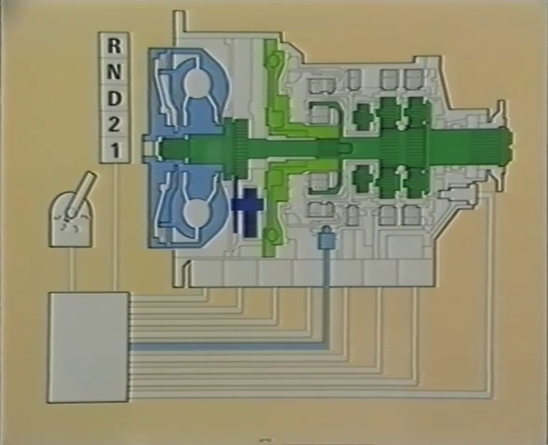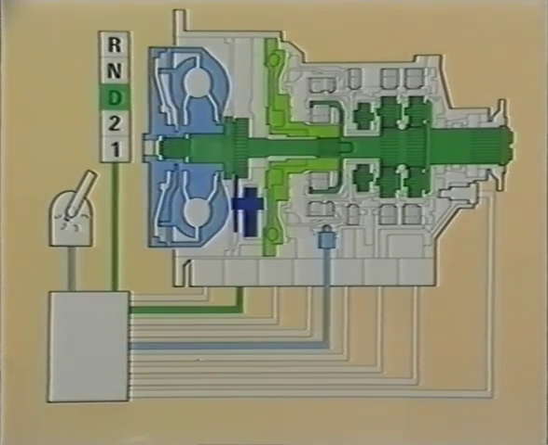When a fault occurs, you must ask yourself, is the control panel receiving the correct input signal? Is the control panel sending the correct signal to the gearbox? Is the signal arriving at the gearbox? Are the gearbox solenoids operating correctly?